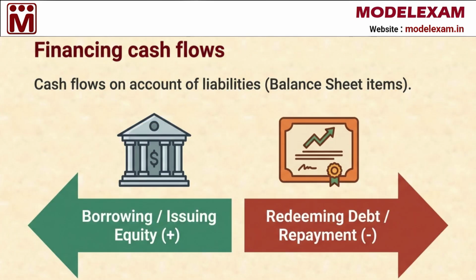The third bucket is financing cash flows. This shows how the company funds its operations and growth through liabilities. If a company borrows money from a bank or issues new equity shares, cash comes in, which is positive. However, when the company repays its debt or redeems equity, cash goes out, making it negative. This section helps you understand the company's relationship with its lenders and shareholders.